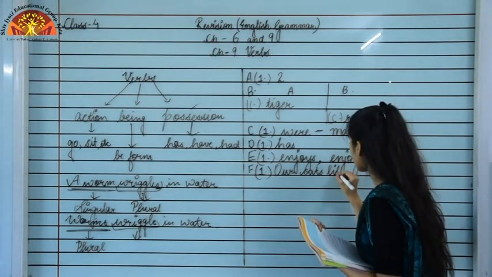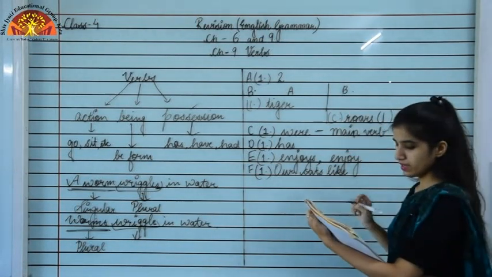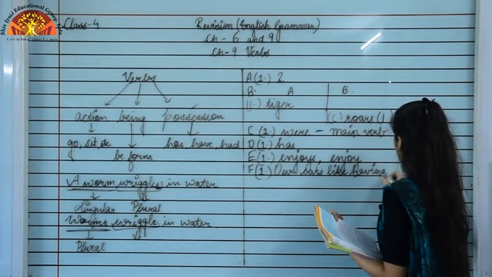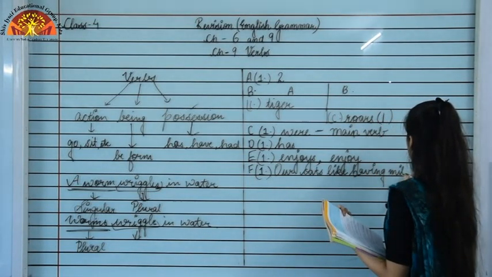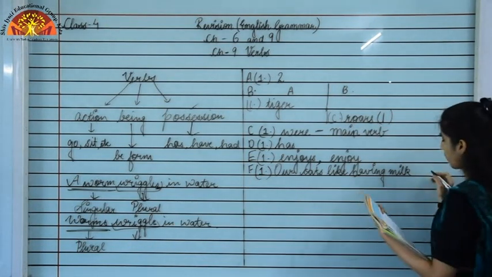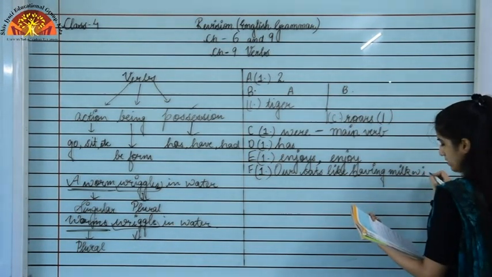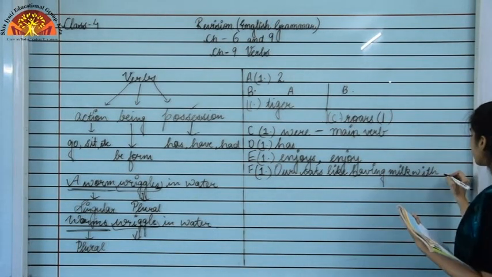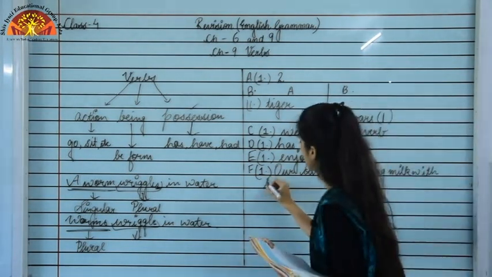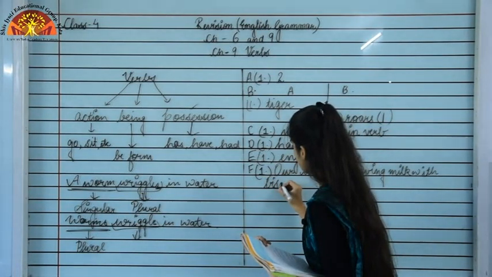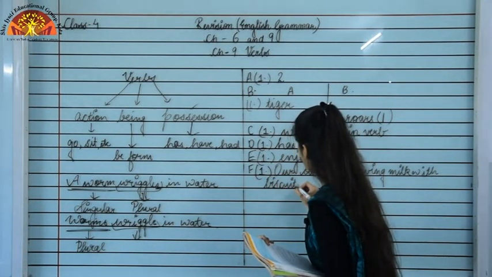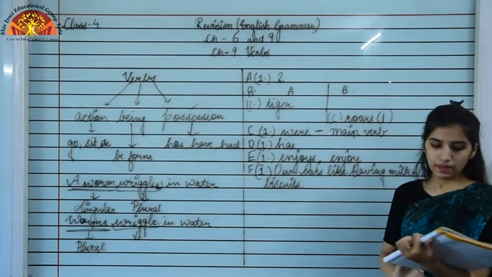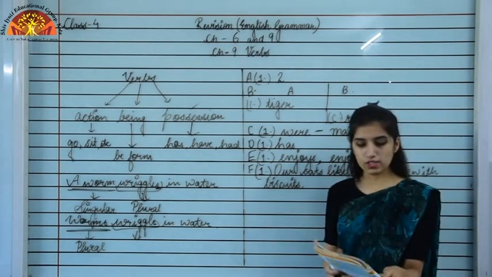Our cats like having milk with a biscuit was there. Now with a biscuit will become with biscuits. A biscuit is converted now into with biscuits. Now the rest you have to do like this only.